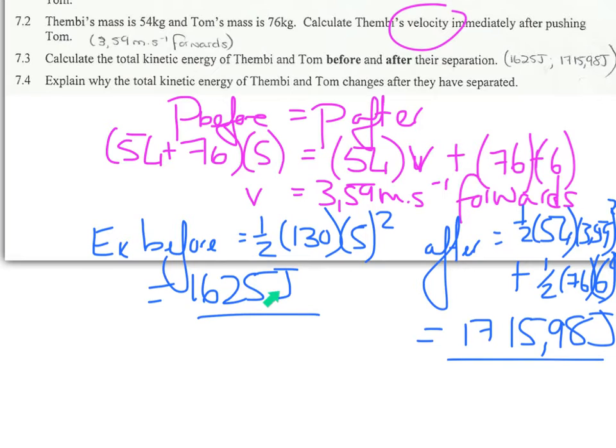Because obviously, weirdly, their energy has increased. Obviously, Tembi added some energy to that because of the push that she gave. So she gave energy from her arms into that system.